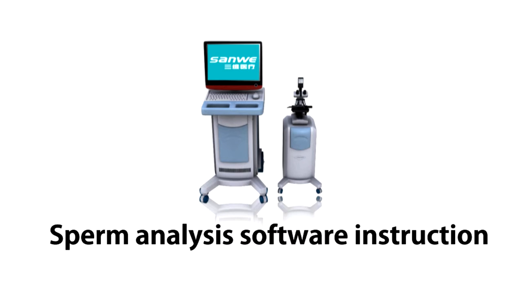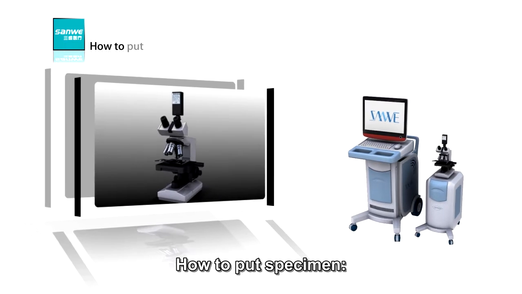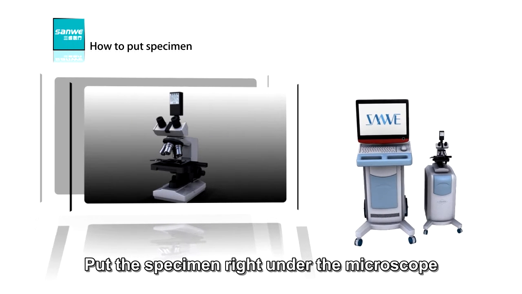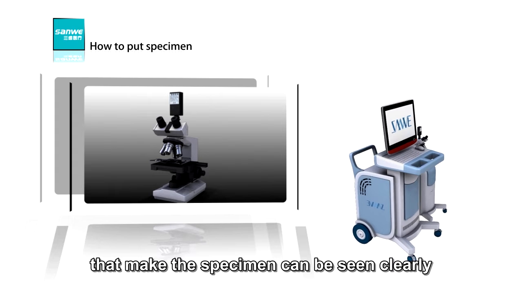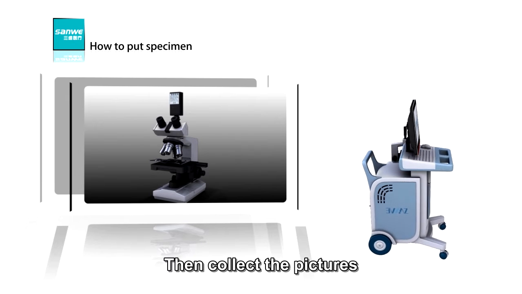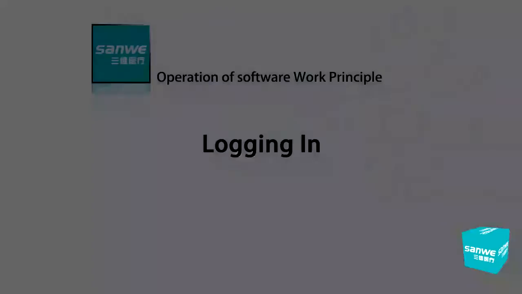Sperm analysis software instruction. How to put the specimen: put the specimen right under the microscope and adjust the aperture and focal length so that the specimen can be seen clearly. Then collect the pictures. Operation of software. Logging in.